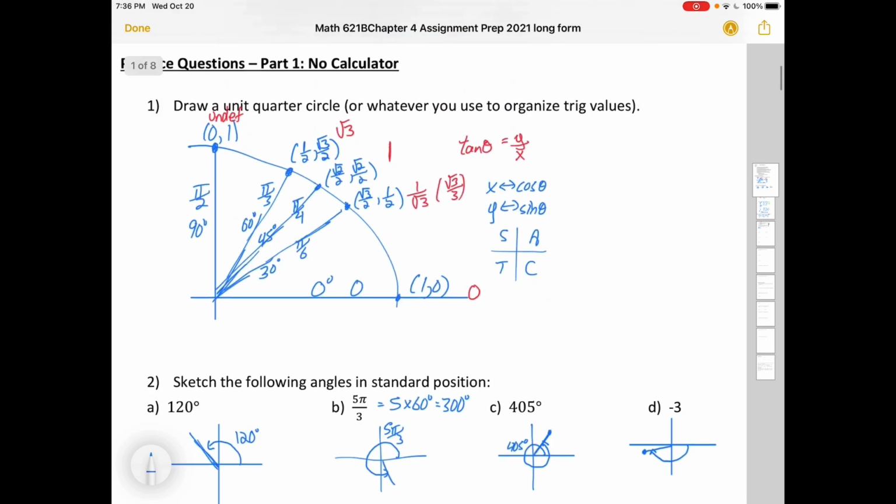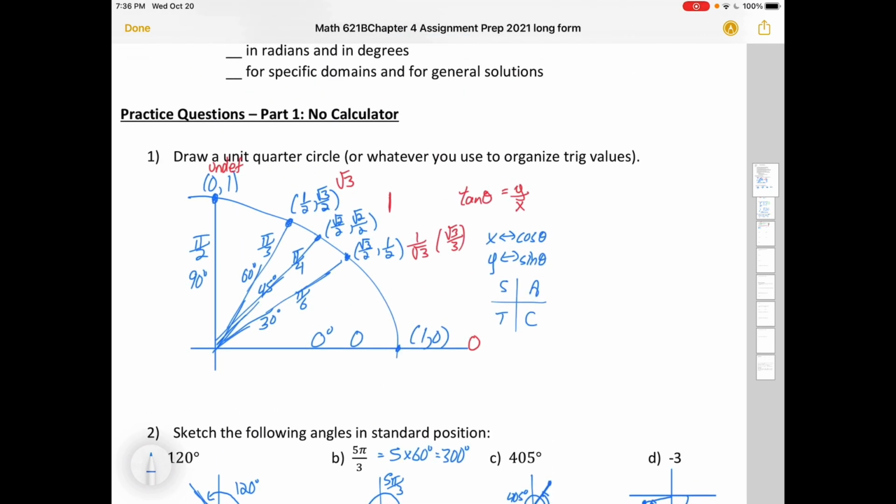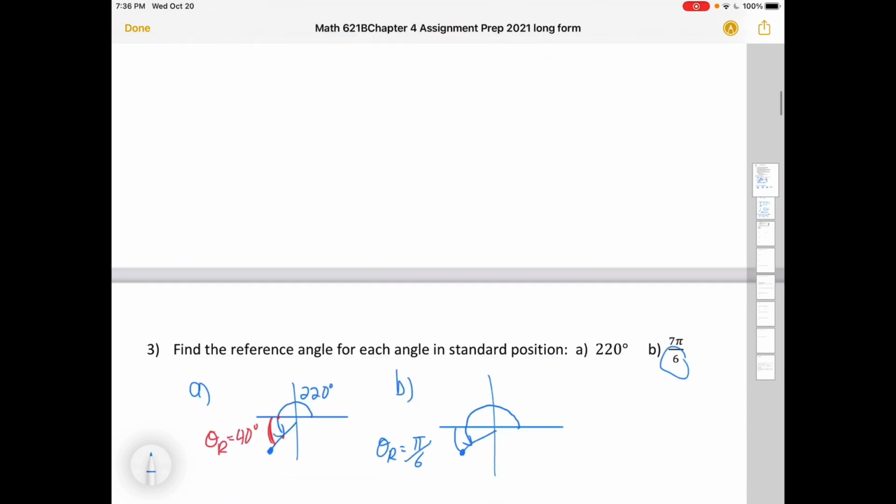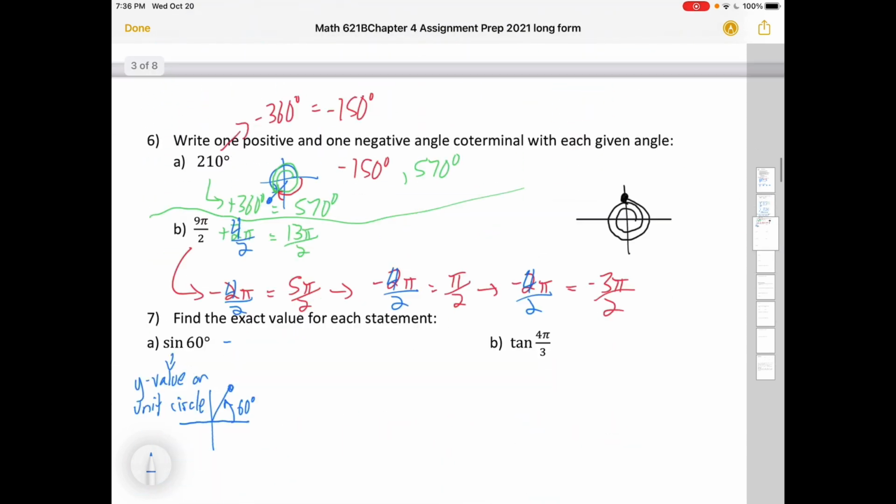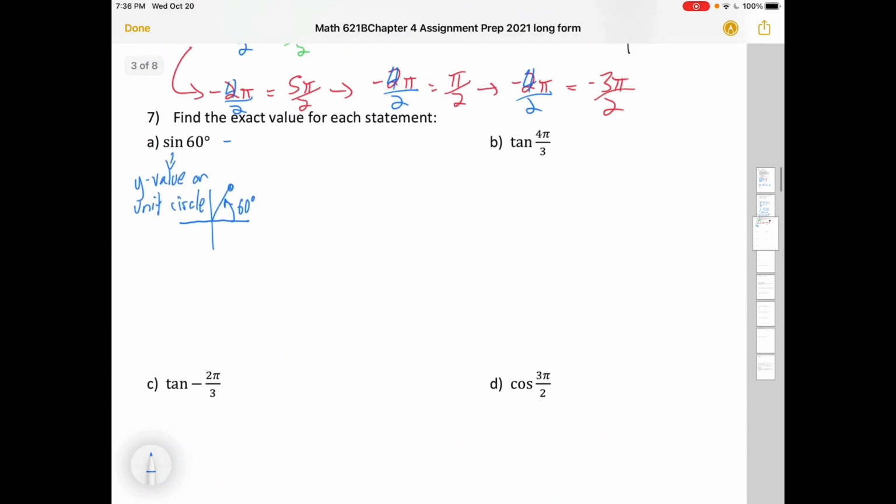I could go back to my unit quarter circle. If I go to 60 degrees, I find the y value is root 3 over 2. So it's going to equal root 3 over 2. And I have to think, in that quadrant, because again, there's no question what quadrant I'm in, is sine positive or negative? They're all positive in quadrant 1, so it's going to give us positive root 3 over 2. And we're all done.